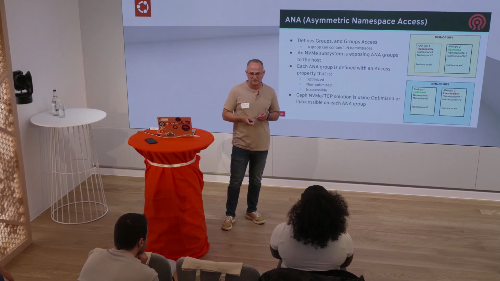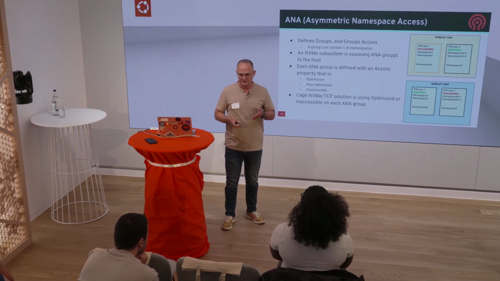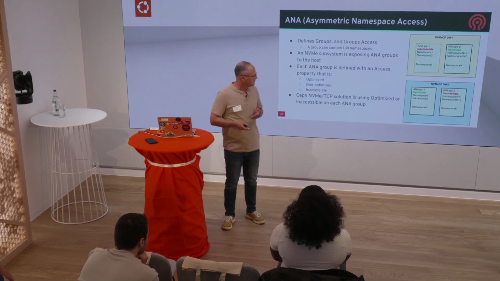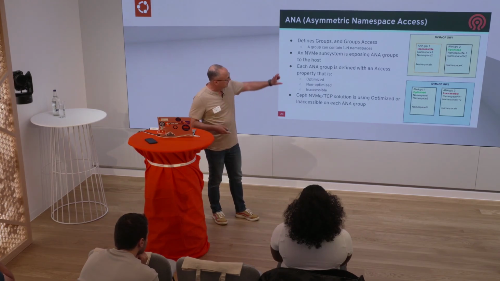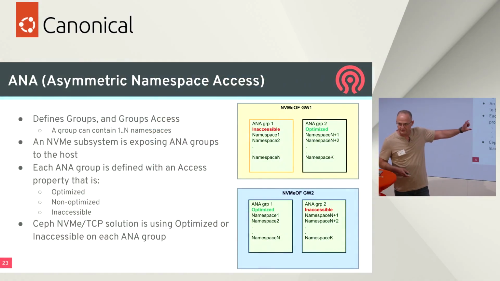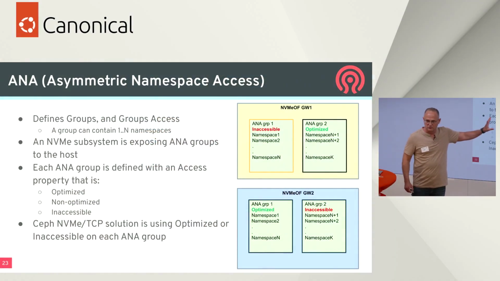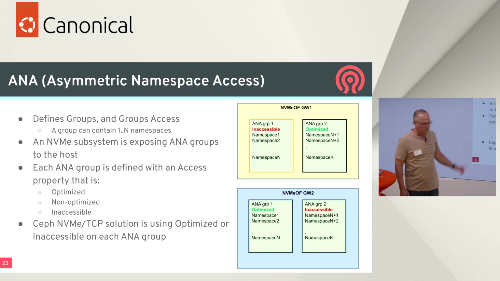So what we actually do is you create namespaces, and we allocate an ANA group ID for every gateway in the group. Like for example, in this case, we have two gateways deployed. We defined 2 ANA groups, and for example, ANA group 1 contains namespace 1, 2 until n, and ANA group 2 contains the other namespaces.